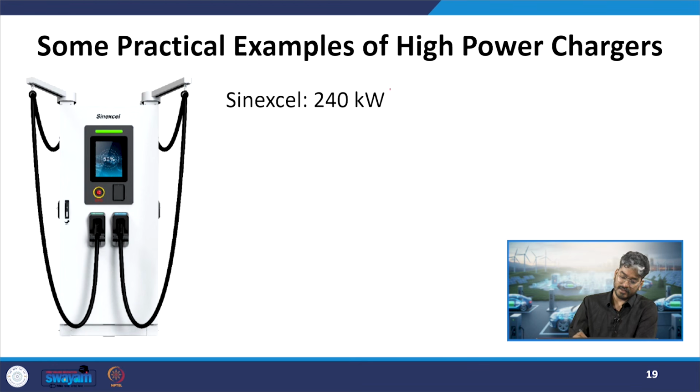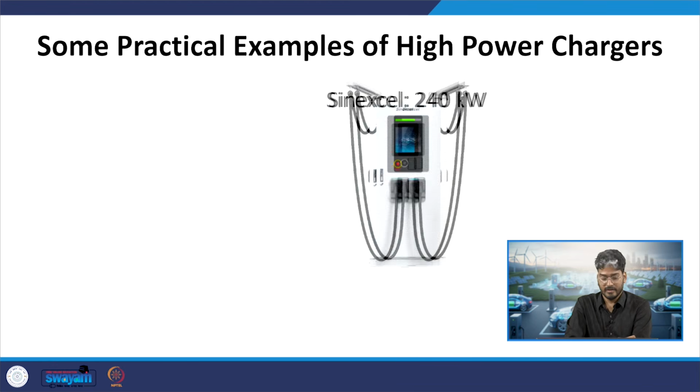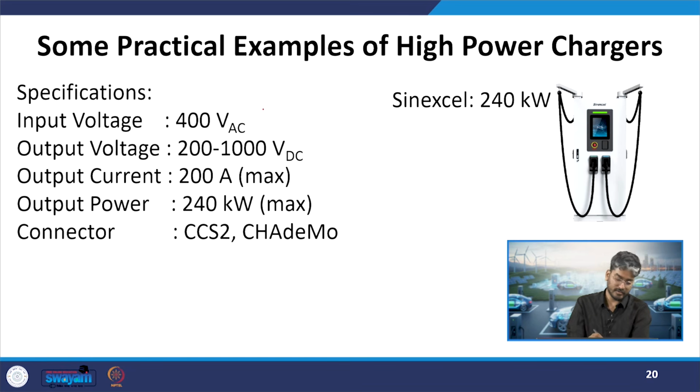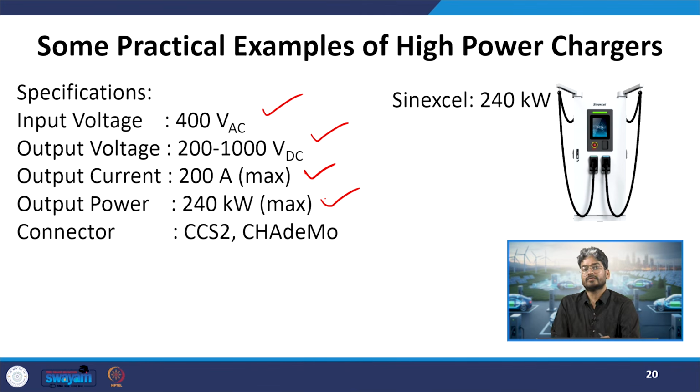Then the other one is a 240 kilowatt solution, where the input is a conventional AC supply. The output can range from 200 to 1000 volts. It has a maximum current capacity of 200 amperes. Its maximum charging power is 240 kilowatts, and it is compatible with CCS2 and CHAdeMO.